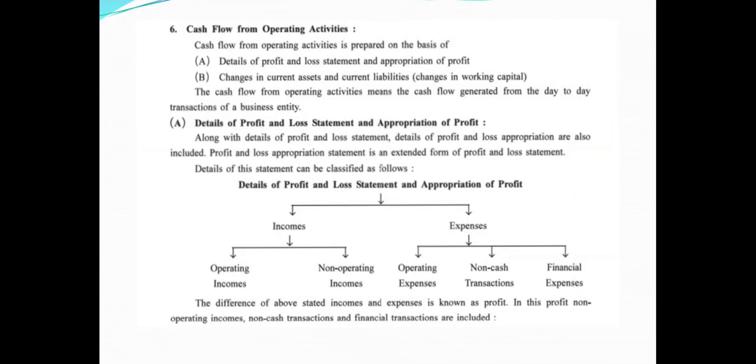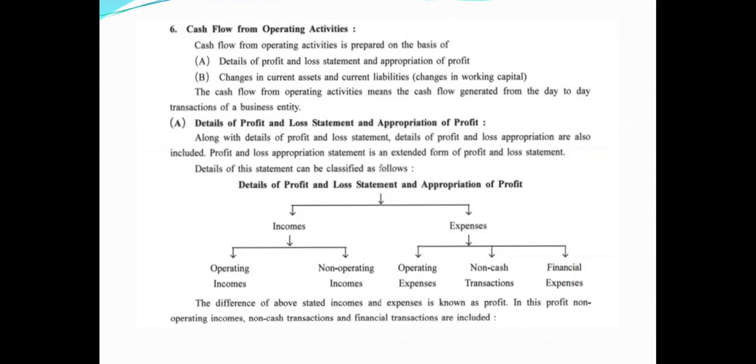Details of profit and loss statement and appropriation of profit. Along with details of the profit and loss statement, details of profit and loss appropriation are also included. Profit and loss appropriation statement is an extended form of profit and loss statement. So, what is the profit and loss appropriation statement? It is an extended form of profit and loss statement. Details of this statement can be classified as follows.